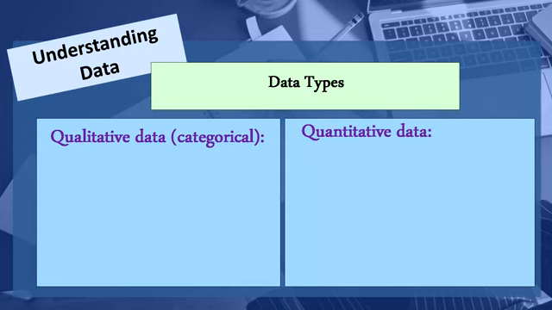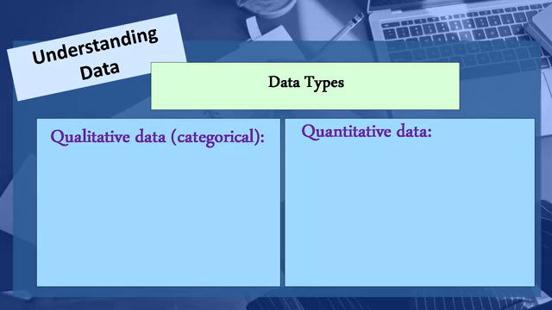Data primarily can be classified into 2 types. One is quantitative data, another is qualitative data. This has nothing to do with the research methodology of qualitative and quantitative. Remember, that methodology is different. Quantitative deals with numbers and qualitative deals with interpretation. Here we are talking about data types. Fundamentally, data can be classified into 2 data types: qualitative data and quantitative data.